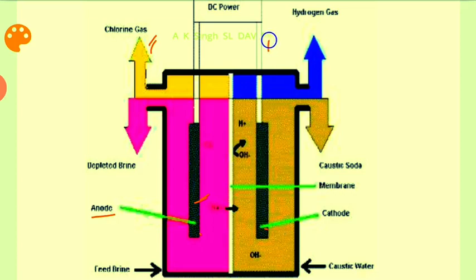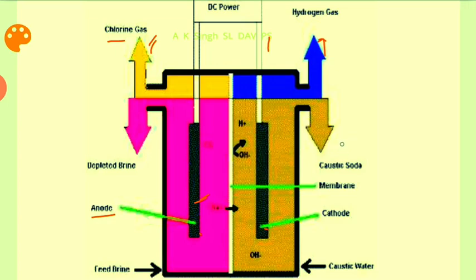Hydrogen gas evolves here. The symbol is given, hydrogen gas is evolved here. So, at the anode, chlorine gas evolves, and at the cathode, hydrogen gas evolves. No problem in it. One is the anode, the other is the cathode. At the anode, chlorine gas evolves. At the cathode, hydrogen gas evolves. When the evolution of gas has ceased, it means the reaction is complete.